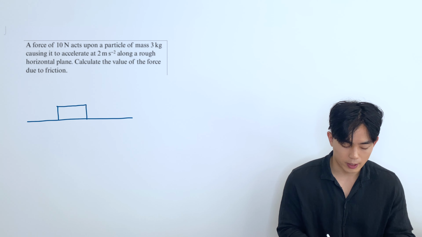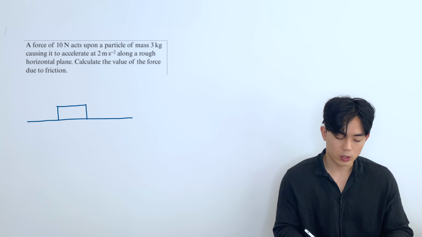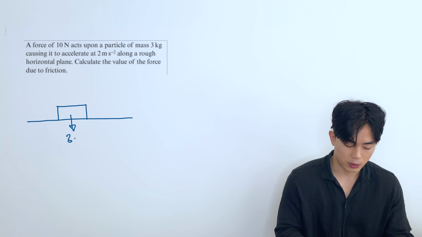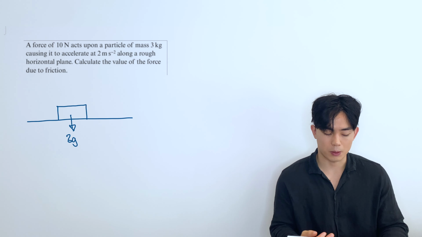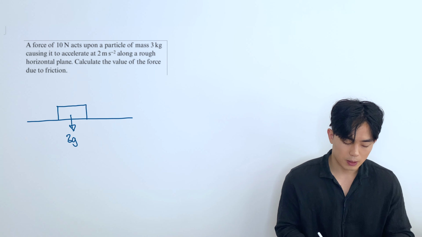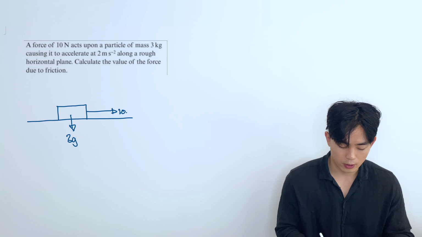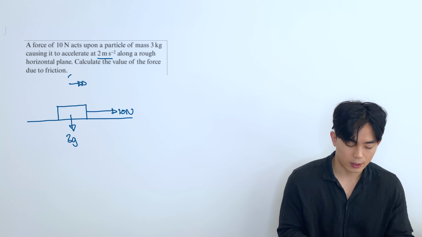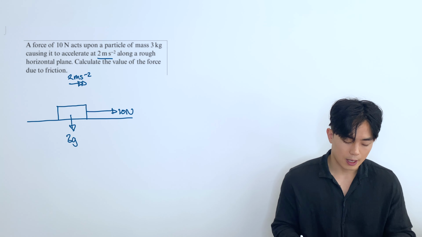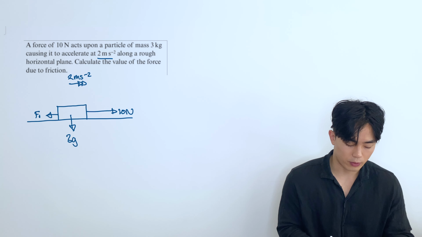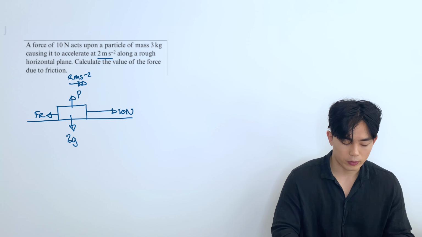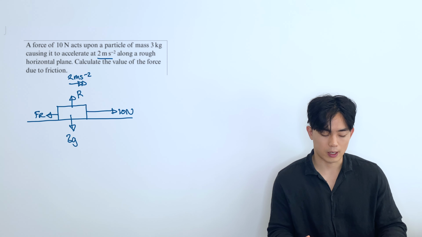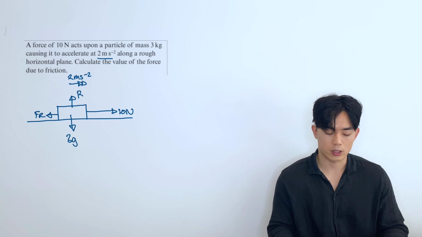So it's a horizontal plane, so it's on the horizontal table. A force of 10 newtons is acting on a particle of 3 kilograms, so the weight acting downwards will be 3g, because we're looking for weight, right? Mass times g. A force of 10 newtons is pulling it, so we can have 10 newtons going like this, and accelerating at 2, so acceleration we show by a double arrow like this, so 2 meters per second squared. And then it's got a rough horizontal plane, so there's going to be friction on the other way, so let's call this one Fr like this. And even though we're not going to be using it for now, we have to create the reaction force like so. So this will be the force diagram for this certain example.